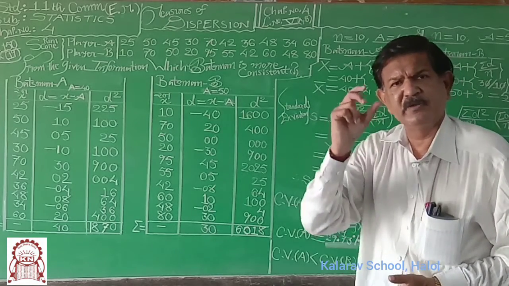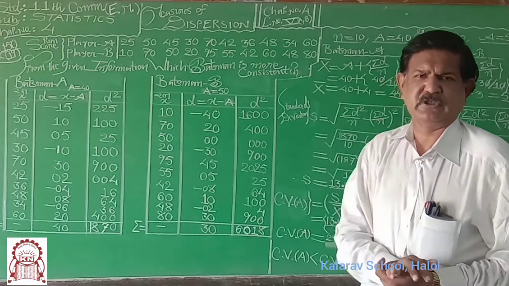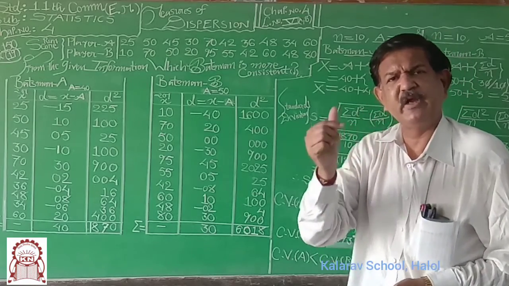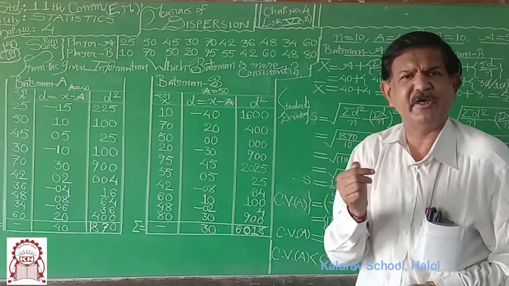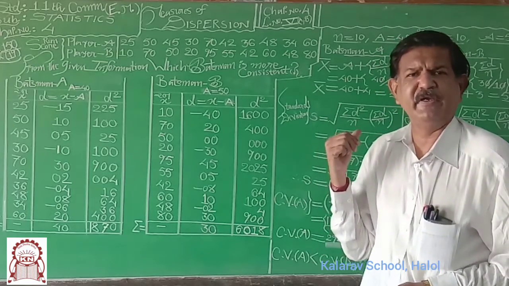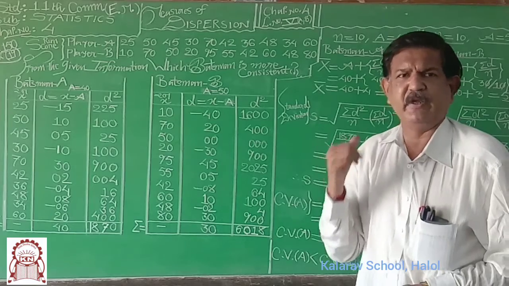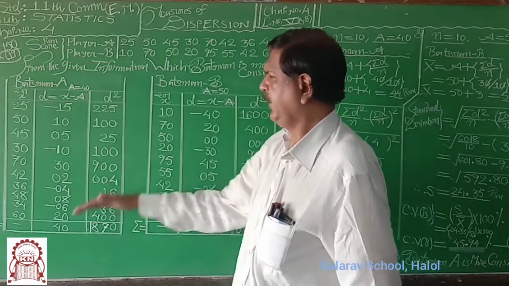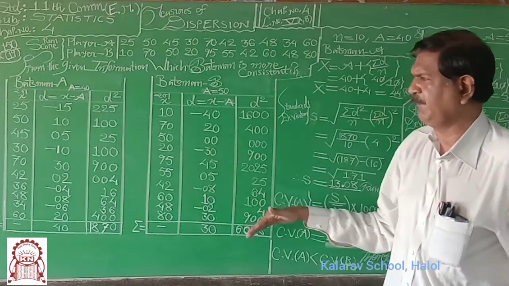So that we have to calculate CV for both the players, player A and player B. For computing CV, first of all we have to determine mean and then standard deviation, and hence we can find out CV of each player one by one. Calculation for batsman A and calculation for batsman B.